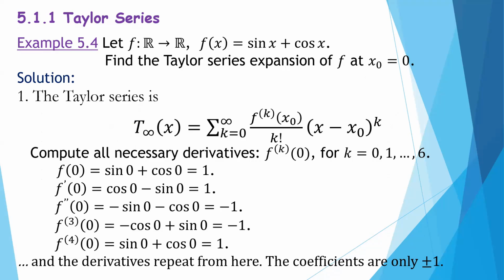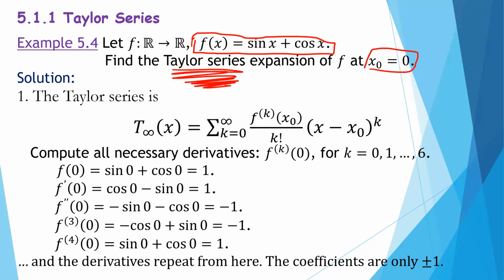So this is another example. If you want to approximate the function f(x) equals sine x plus cosine x at x0 equals 0, and we want to find the Taylor series here. So Taylor series means we need all terms, T infinity. Okay? So we have to calculate all derivatives.